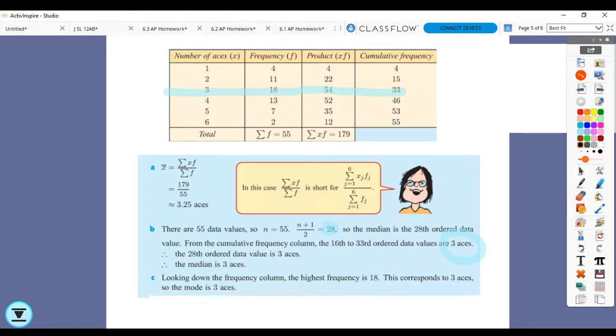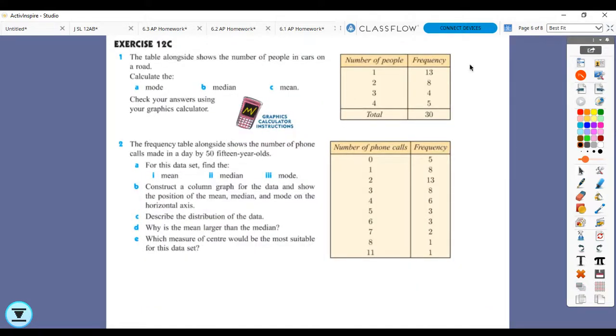And the frequency column tells us that 18 is the highest number, and that's also going to be 3. So the mode is also 3. So for this set of data, the mean, median, and mode are all around 3. The mean is just a little bit higher, skewing it to the right, but that's how you want to interpret things. And that's this lesson.